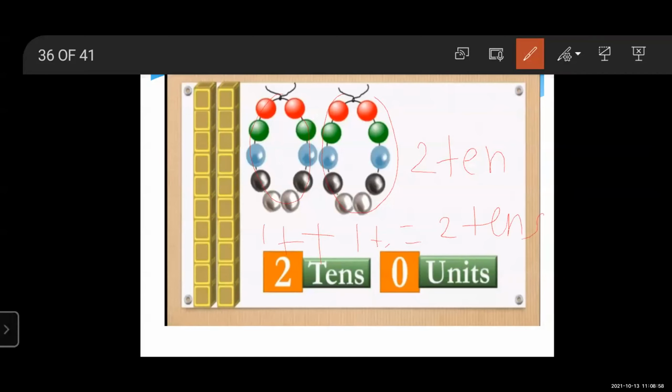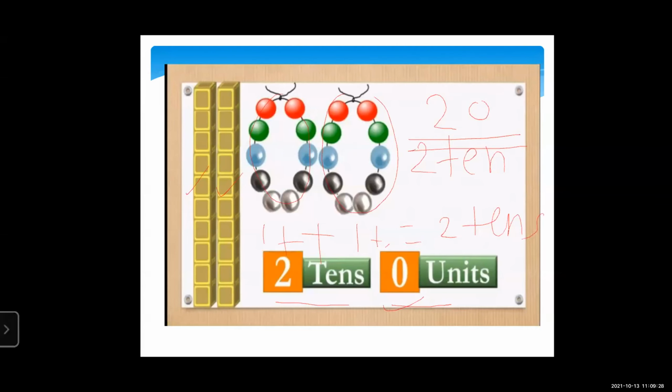And see, why are we writing unit 0 here? Because there are no remaining beads. So here we write 0, because 0 means nothing. Understood? See, these blocks also, this is a 10 and this is a 10. So 10 plus 10 is equal to 2 tens and 0 units. So we will write the number 20 like that. 2, 0, 20. Understood?